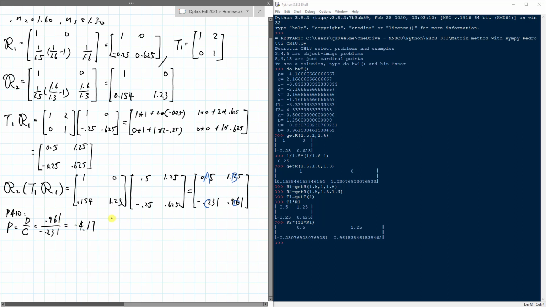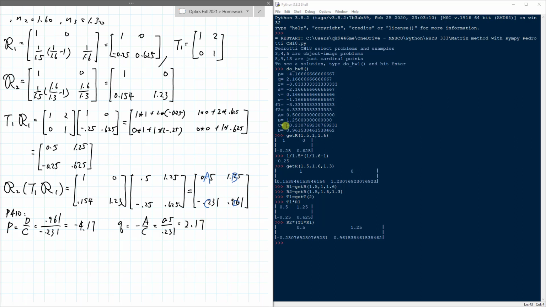So then you can keep going with page 410's formulas, all of these formulas, and the Q is equal to negative A over C, so that gets you negative A over C. So the negative cancels the negative, you get 0.5 over 0.231, so that's a little over a 2, so 2.17. And you can keep going. I have the list right here. I think it's pointless to go through all the algebra.